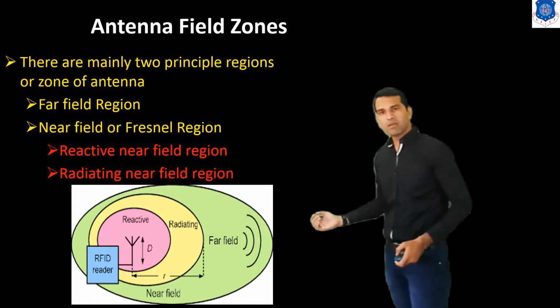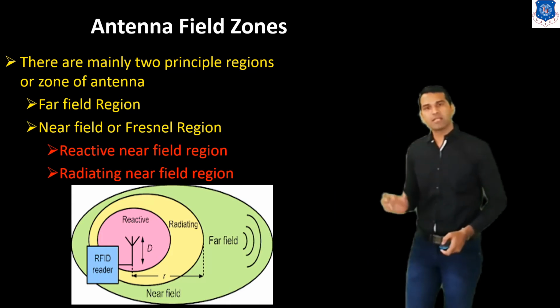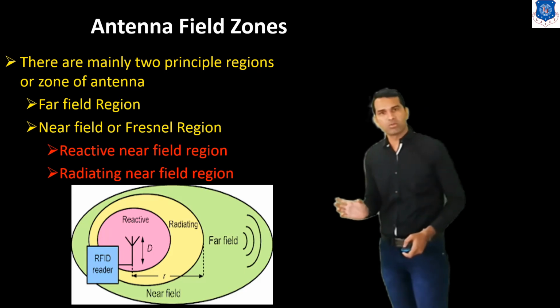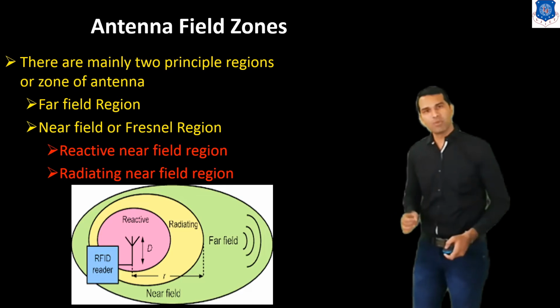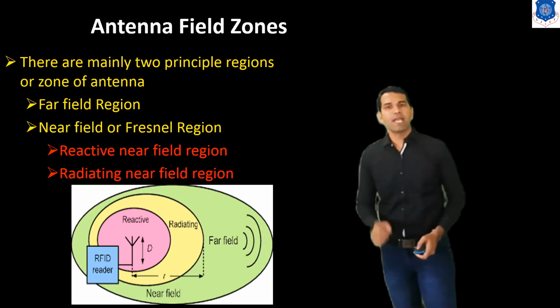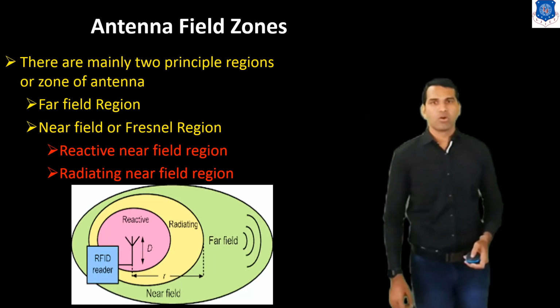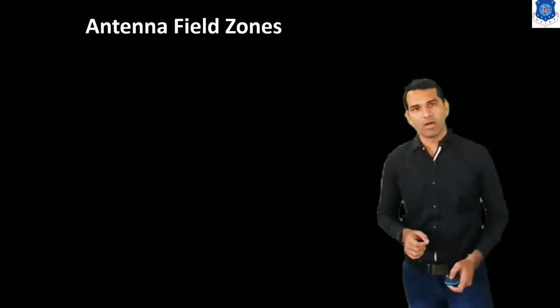We can understand this by using this figure. The green portion indicates the far field region, and the near field region is divided into two portions. The yellow portion indicates the radiating near field region and the pink portion indicates the reactive near field region. So this is the antenna field zone. Now we understand one by one.